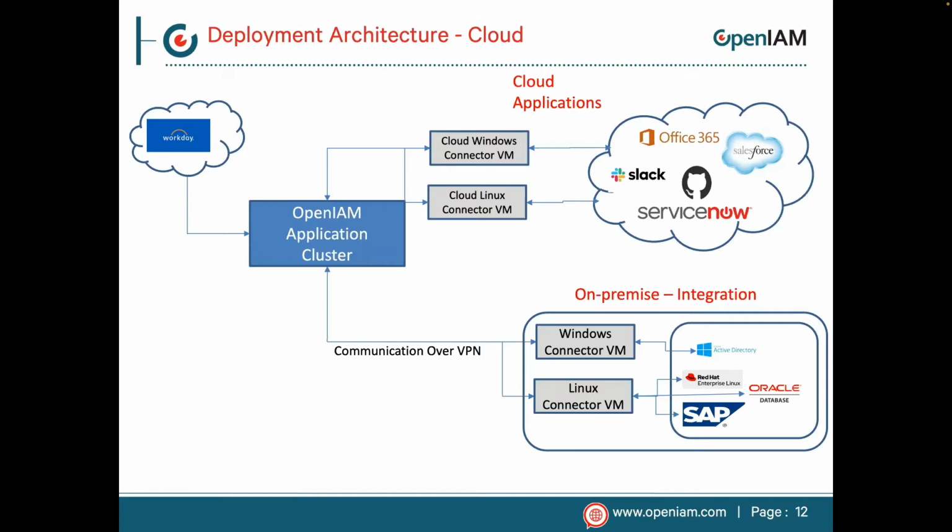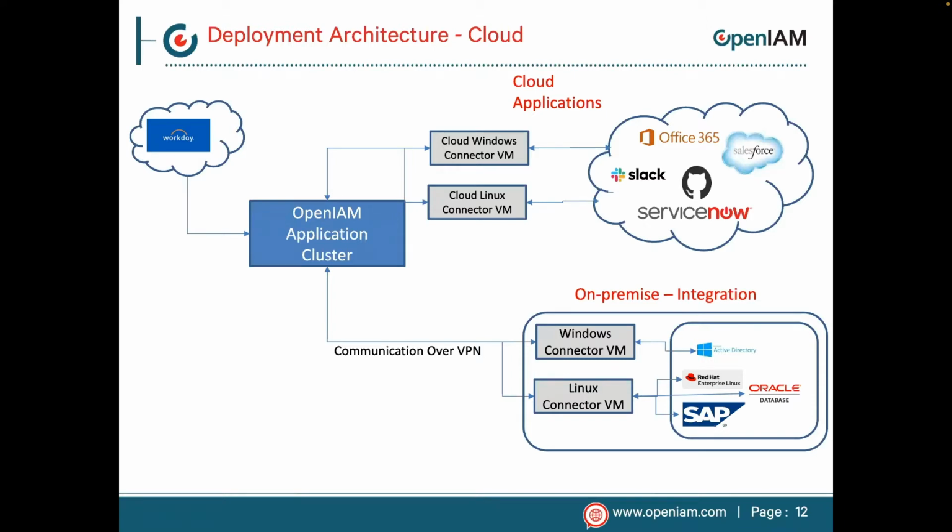The benefit of doing it this way is that the cloud instance of OpenIAM will only know about these two connector VMs. It won't really know anything or have any direct way of getting to any of your applications. So only your connector layer will be able to talk to those target applications. This way you create an extra layer of security from the outside to the on-prem world.